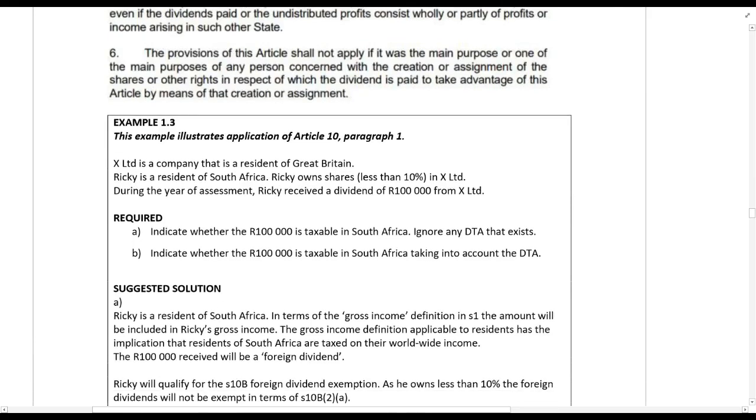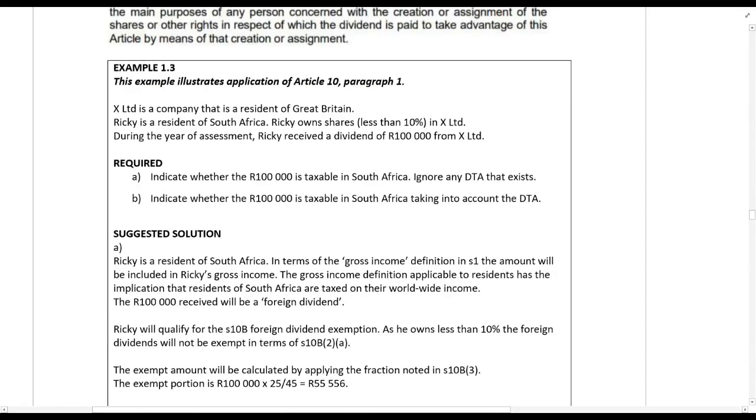So, X Limited is a company that is a resident of Great Britain. Ricky is a resident of South Africa. Ricky owns less than 10% in X Limited. During the year, Ricky received a dividend of 100,000. Indicate whether the 100,000 is taxable in South Africa, ignoring any double tax agreement that exists. Okay, so this is a foreign dividend. Ricky is a South African resident, so it'll be included in his gross income and it'll be exempt. So this is just revision of what you've studied.